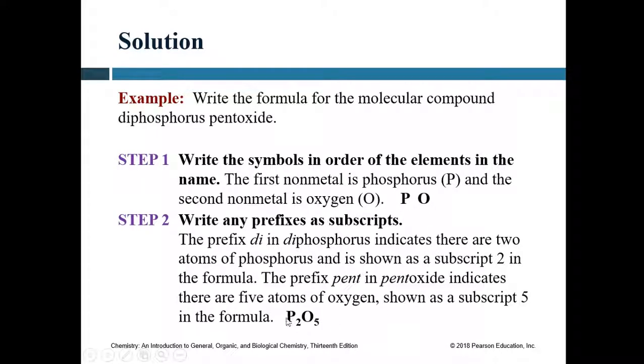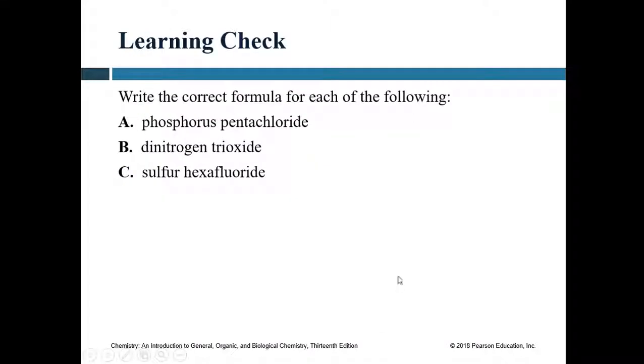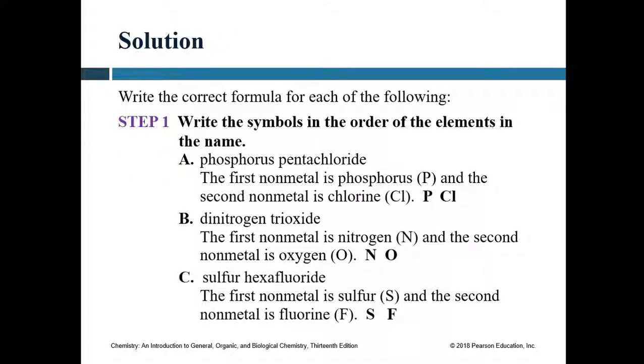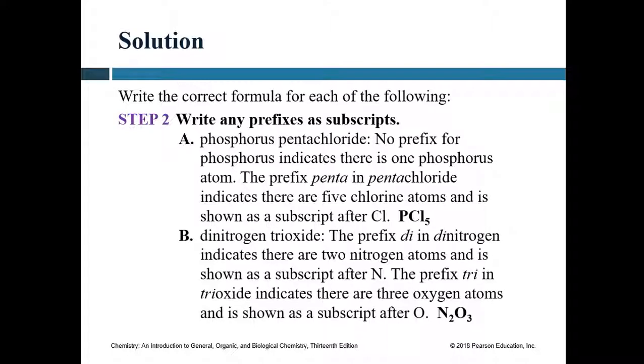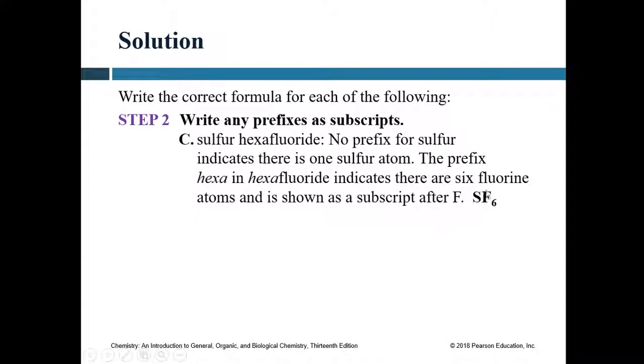So here we go. Diphosphorus pentoxide. Press pause and write the correct formula for each of the following. Now, let's look. We have phosphorus pentachloride, so P is phosphorus, and then penta means 5, so we have 5 of our chloride atoms there. So phosphorus pentachloride. Dinitrogen trioxide, N2O3. Sulfur hexafluoride, SF6.